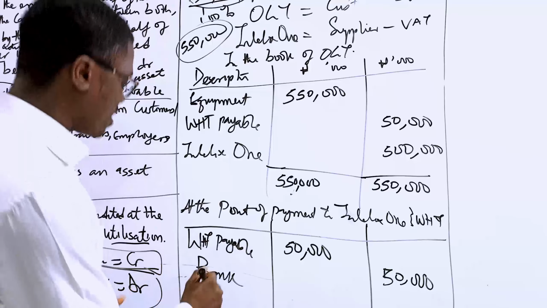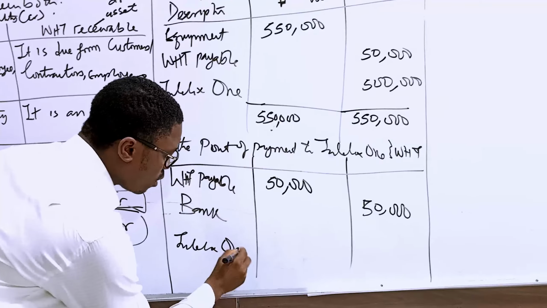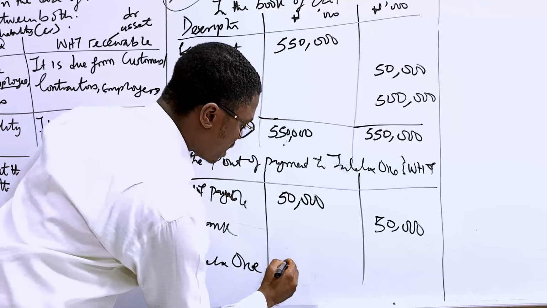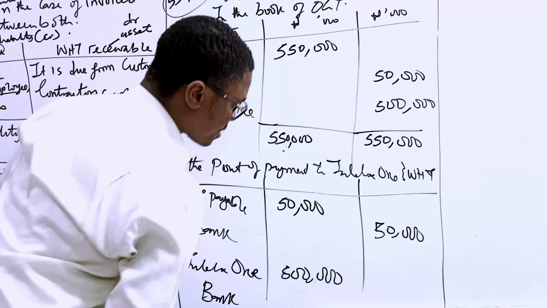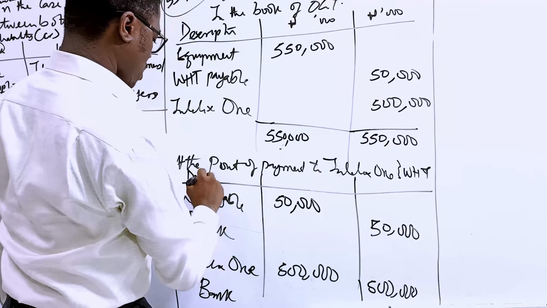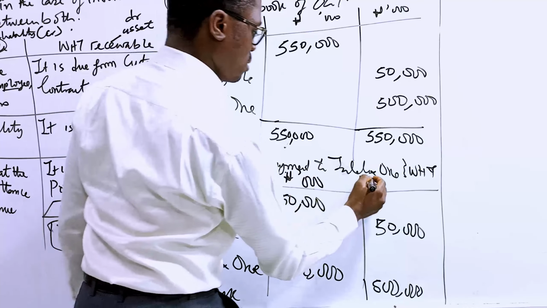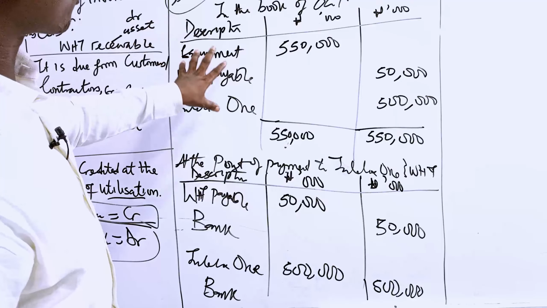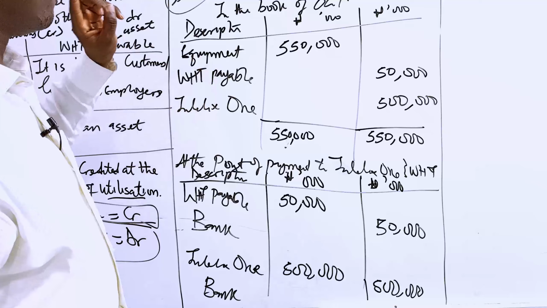Now, payment to Intellix One also means that the general ledger of Intellix One will be debited. Why? Because initially it was credited because of the owing. Now that the payment is being made, it will be debited with 500 million naira, and the bank where the payment is being made from will be credited with 50 million naira. So we have our description here. We go further to show how this will appear in the book of Intellix One.